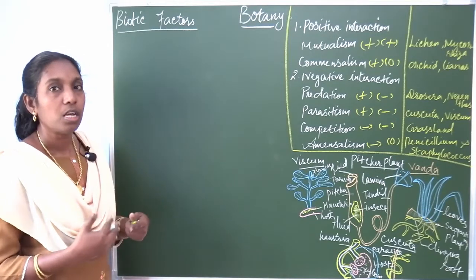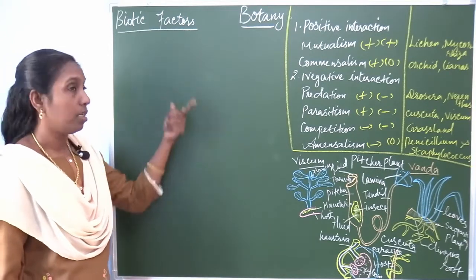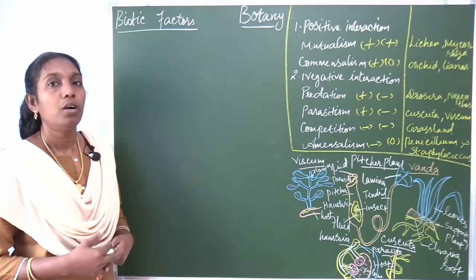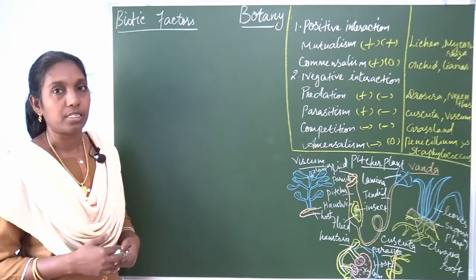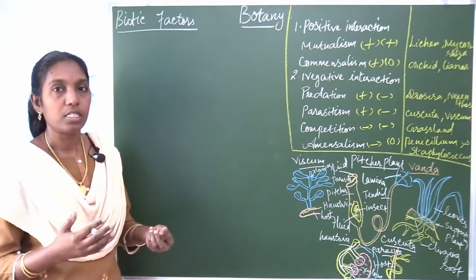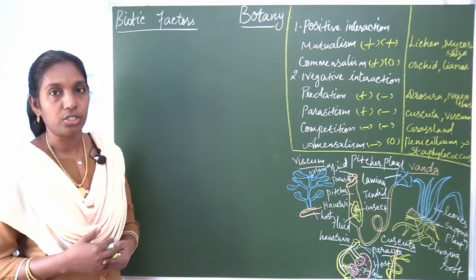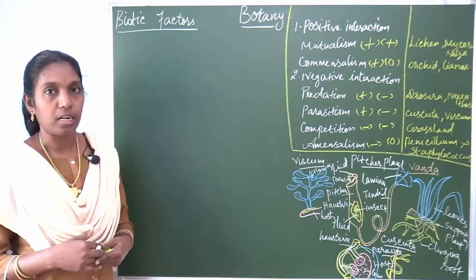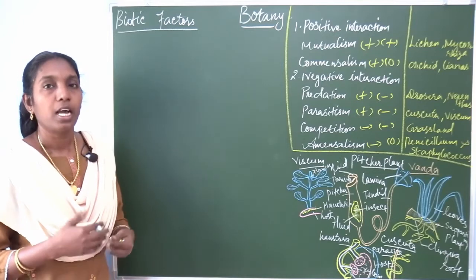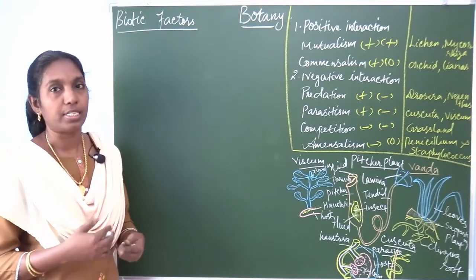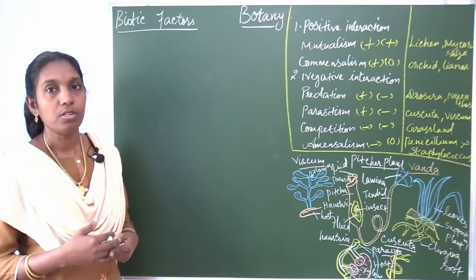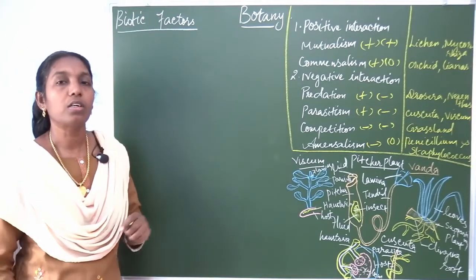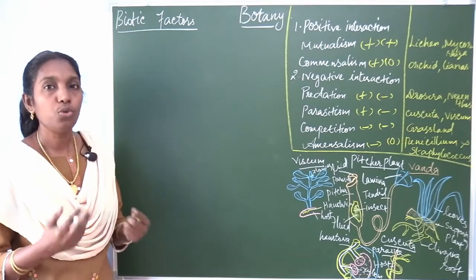Today you are going to study the biotic factors in ecology. What are the biotic factors? These plants and animals, or these living organisms, interact with each other. The plants which live as a community influence one another. Likewise, the animal species also affect the ecosystem. The biotic factors are broadly classified into two different types.